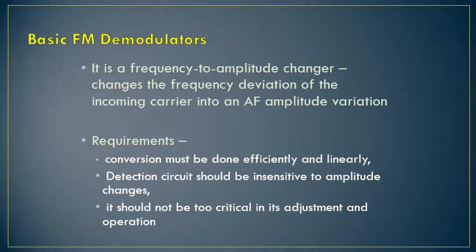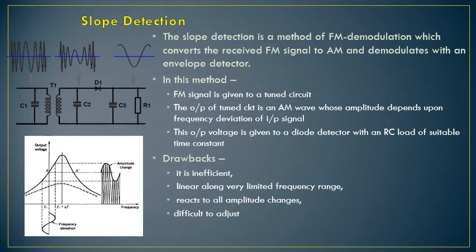So let's start with the basic circuit which has been used. There are many circuits which are being used as FM demodulators, but we'll start with the basic one. So this is the tuned circuit that we are using, which will convert the FM signal coming from this to an amplitude modulated signal. So at the output of this particular tuned circuit, you will get this amplitude modulated signal. So this is your frequency modulated signal, which is the input, and this is the amplitude modulated signal.